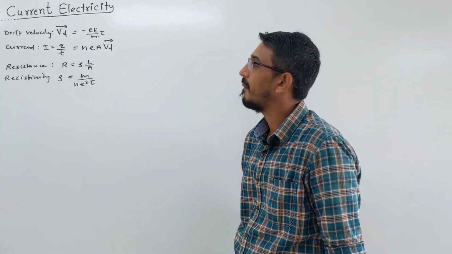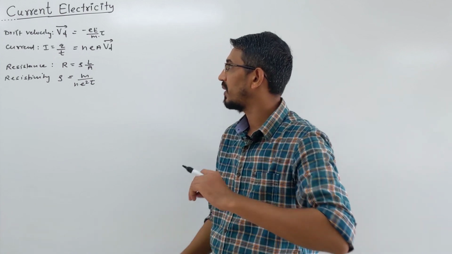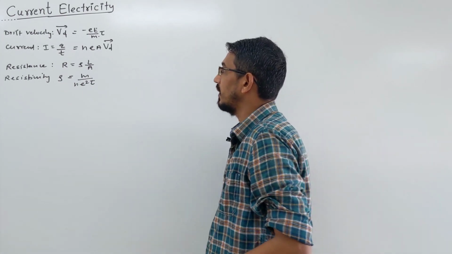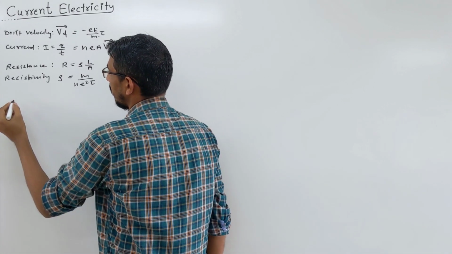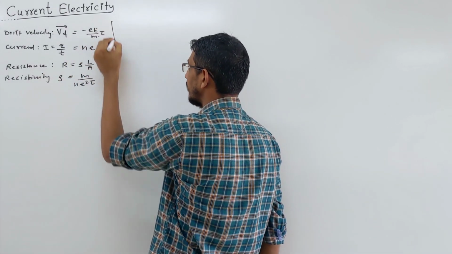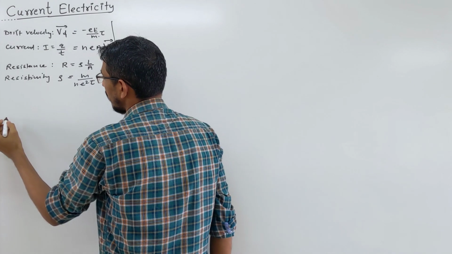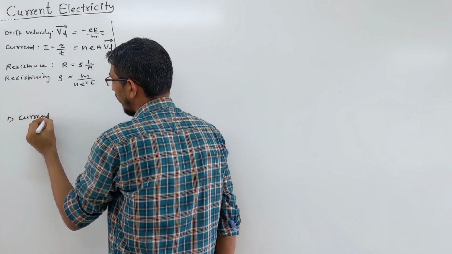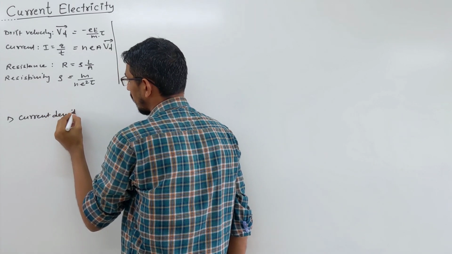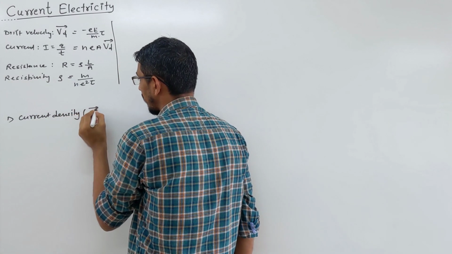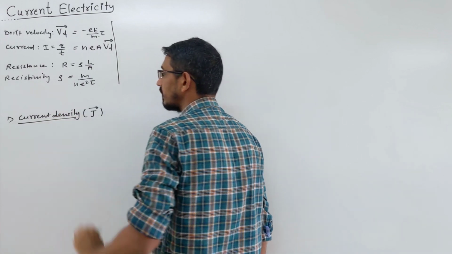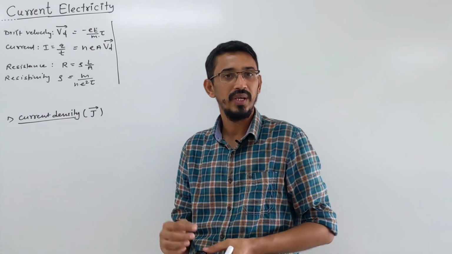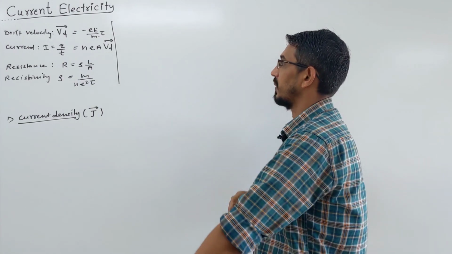Now 2-3 more small definitions we have to learn. Then I will do problems on these. So one term you have to learn is called current density. We write a capital J symbol, it is a vector quantity. Two more terms we will define. One is called current density, one is called mobility, to understand the current concept.